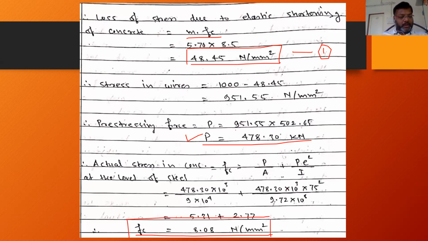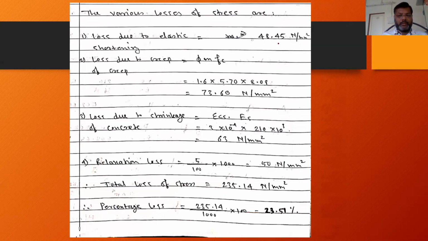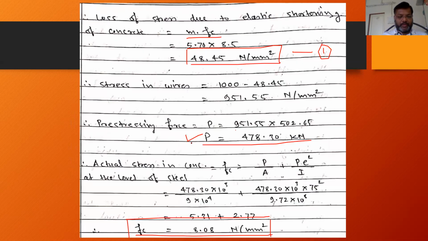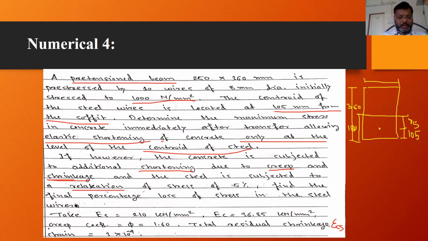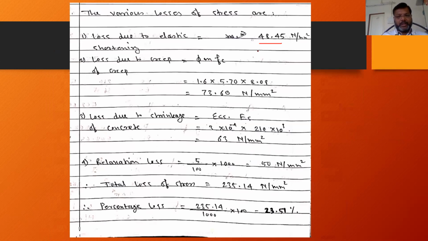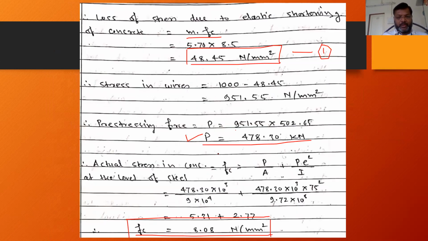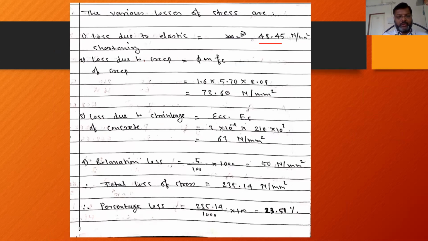Now we have to use this revised value of Fc to find out the other losses. The other losses are: the loss due to elastic shortening, already we have calculated 48.5. Then the loss due to creep of concrete. For creep, the creep coefficient phi is given in the problem statement itself, phi is equals to 1.6. So we have to use this value directly. Put this value phi, m already calculated 5.7, and the revised value of Fc, so that we'll get the loss of prestress due to creep of concrete.